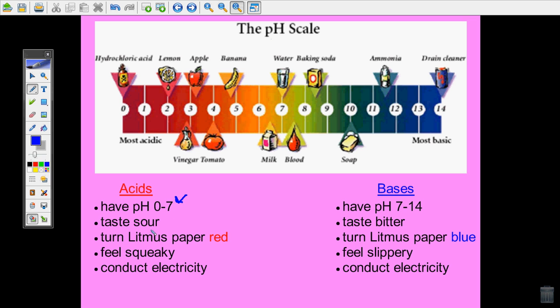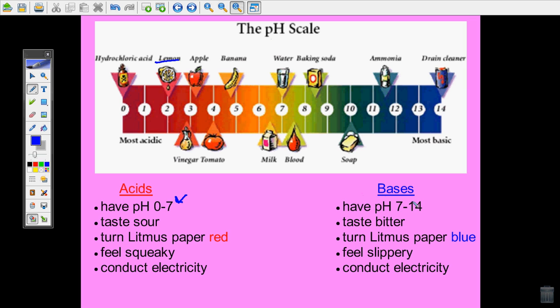They taste sour, that's why lemons taste sour. Bananas and apples don't really, because they're not quite as acidic as a lemon. They turn litmus paper red, they feel squeaky between your fingers, and they all conduct electricity.